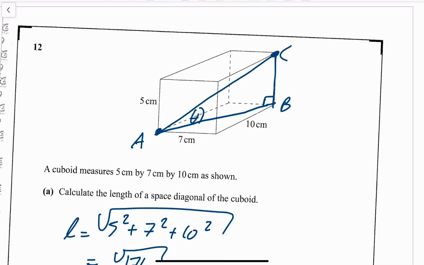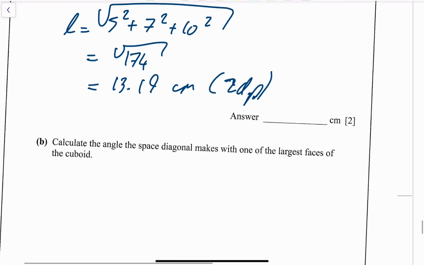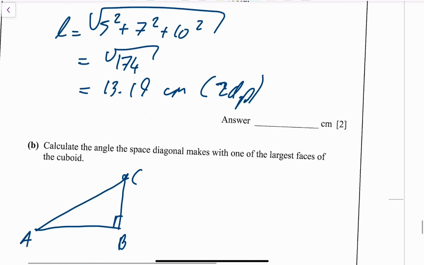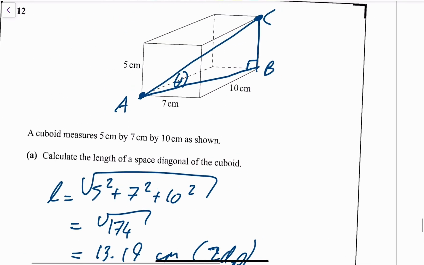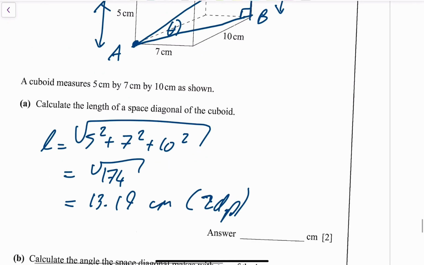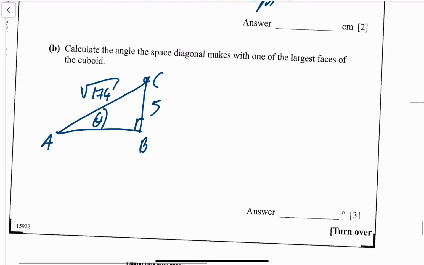And I'm going to redraw that triangle again. So what do we have? We had A to B to C. That was my right angle. And AC was the space diagonal which I worked out. And look what I'm using. I'm using root 174, the exact perfect version of it. And the height of it is 5. That's 5. That's also going to be 5. So BC is 5. And this is the angle we're looking to find, is it? It is indeed. Okay, lovely.